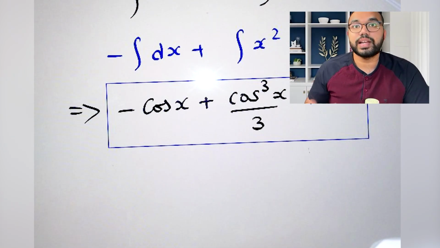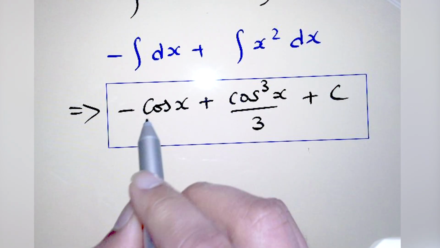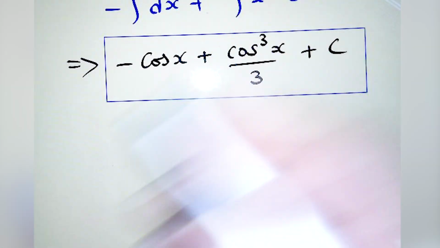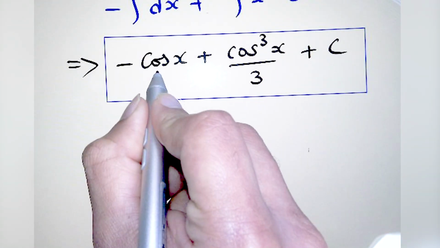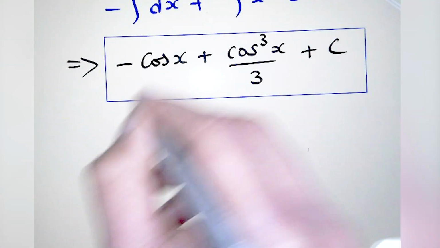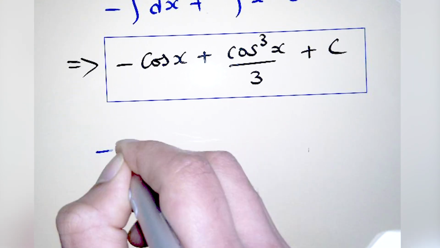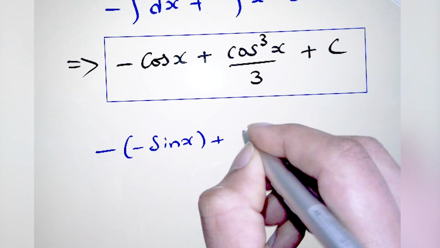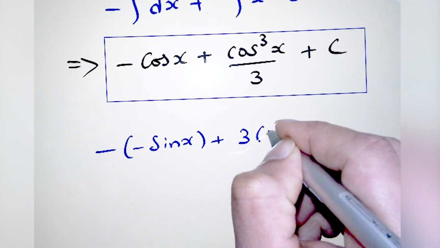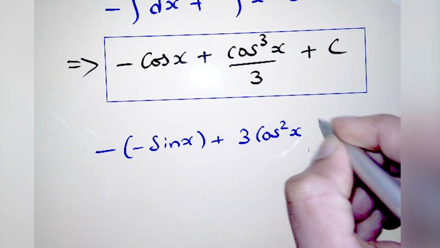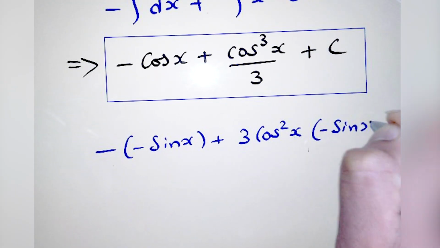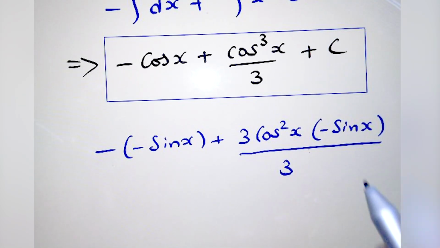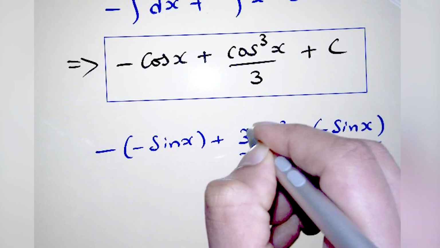Now, if we want to verify our answer, we can do one thing. We can differentiate this final answer to get our integrand function sine cube x. So if I differentiate cos x, it is going to be minus sine x. So it is minus of minus sine x. And cos cube x derivative is 3 cos square x, and the derivative of cos x is minus sine x because this is a chain rule, divided by 3. And the derivative of the constant is simply 0, so I'm not going to write that. So 3 and 3 would get cancelled.